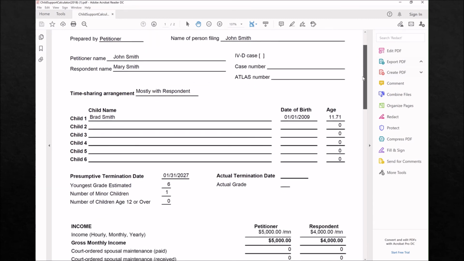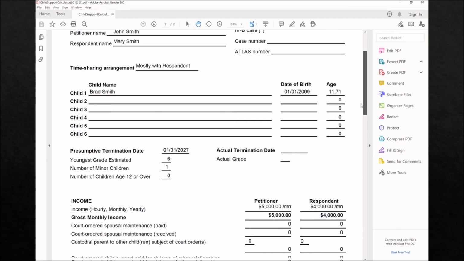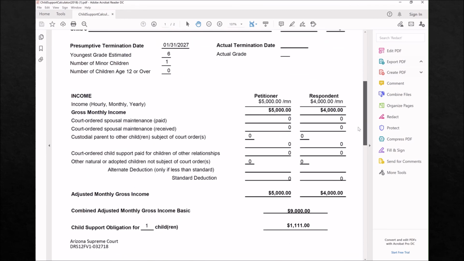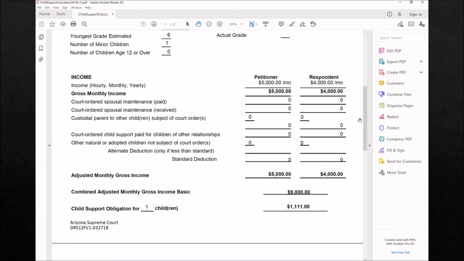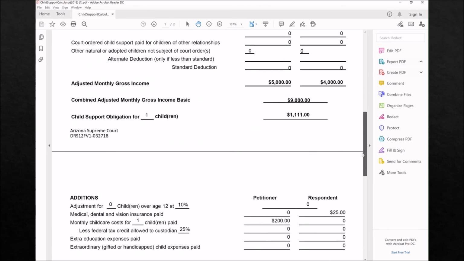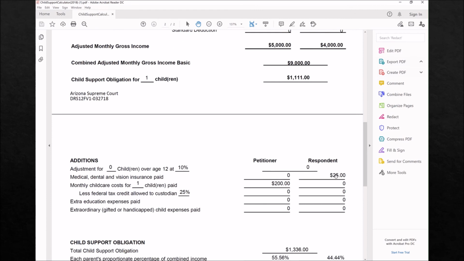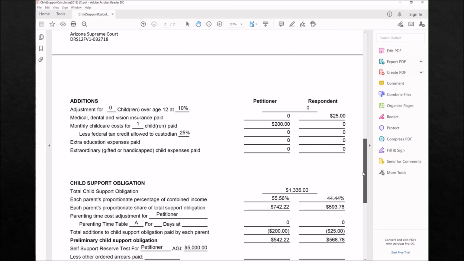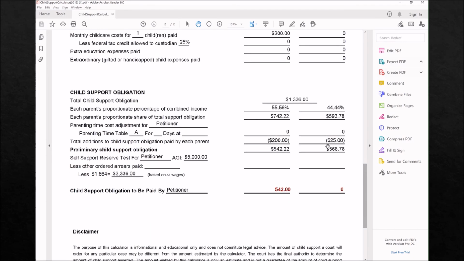The petitioner is John Smith, the respondent is Mary Smith, and the child lives mostly with the respondent. The child's name is this, age is 11.71. It filled out all the information for us that we had entered here, 5,000, 4,000, and the 1111 figure. If you remember, we had entered that the mother pays $25 for insurance, the father pays $200 for daycare and aftercare expenses. Based on all those calculations we talked about, here's the final number: child support obligation to be paid by petitioner.